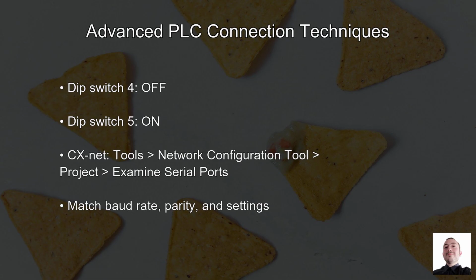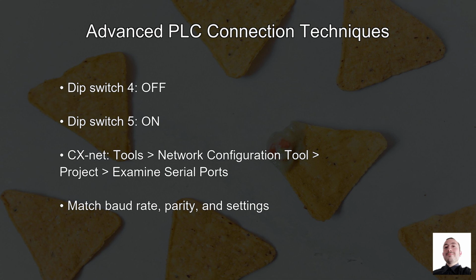Now, let's dive into advanced troubleshooting for PLC connections. When you're dealing with an Omron CJ1M, it's crucial to understand the role of dip switches. Set dip switch 4 to off for default peripheral port settings and dip switch 5 to on for RS-232 default settings. Use the CXNet tool under Tools, then Network Configuration Tool. Navigate to Project and select Examine Serial Ports. Here, you can fine-tune settings to your exact needs.